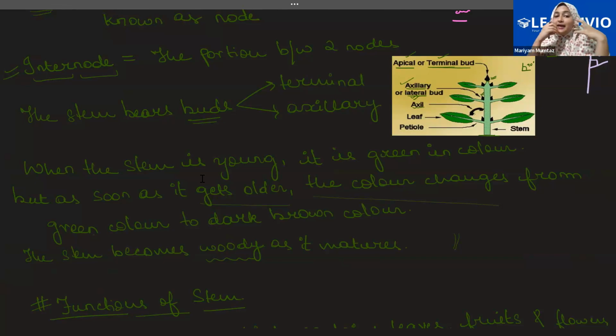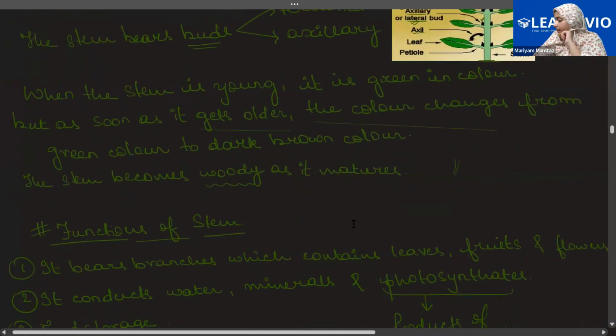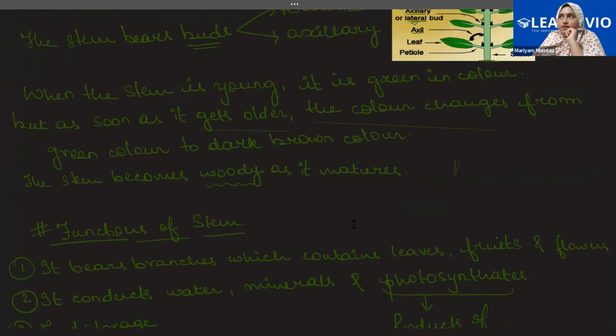And when the stem starts growing older, slowly, what happens? The greenish color starts changing. So we see that normally if you plant a seed, the stem that comes out of it is green in color. But when we talk about a tree, the tree does not have a green color bark, right? It has a brown color bark or darkish brown color bark. So why does that bark become dark or brown in color? Because it has no chlorophyll. And the stem becomes woody as it matures. This much is clear?